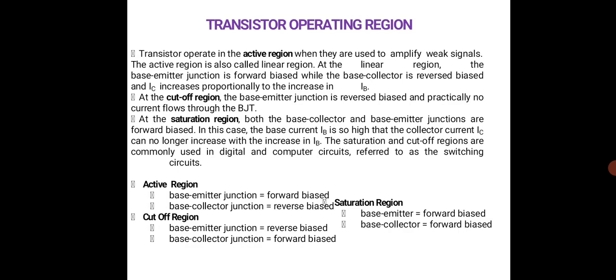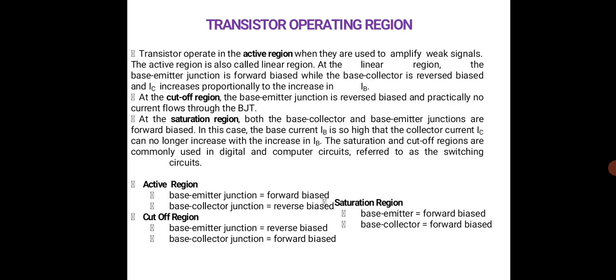So what are the operating regions of a transistor? Here we have three regions: active region, cutoff region and saturation region. The transistor will operate in the active region when it is used to amplify very weak signals. The active region is also called the linear region.